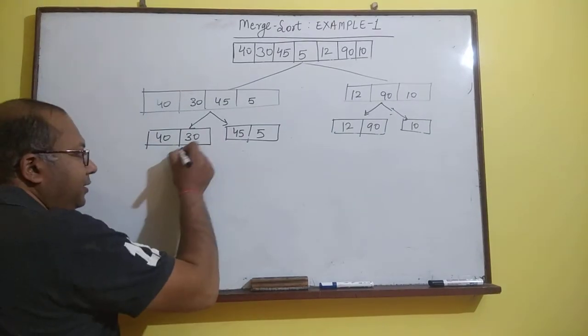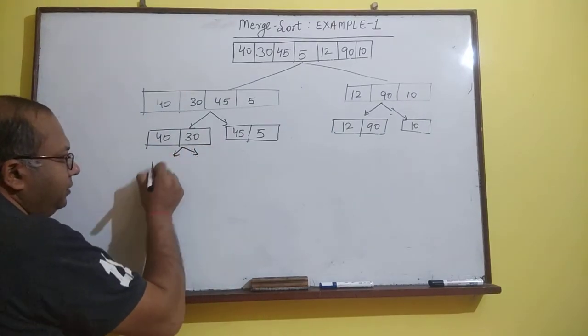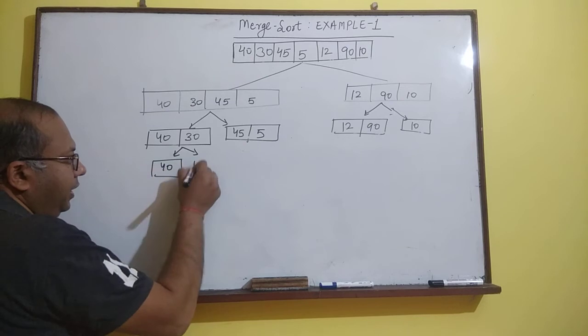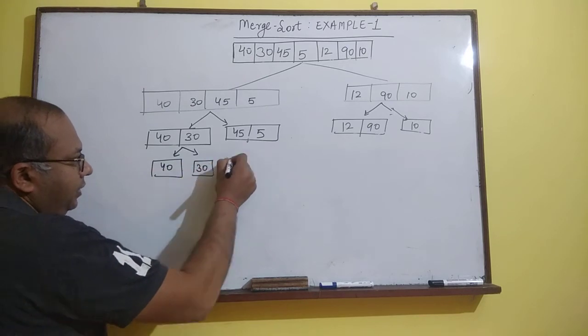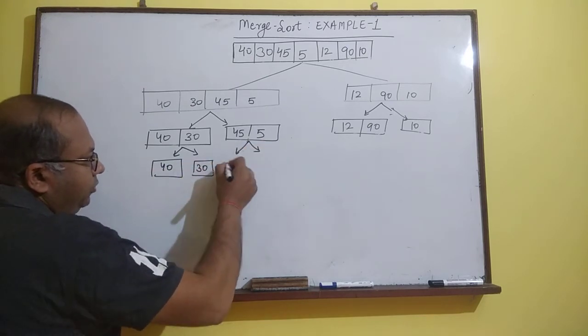So let us divide this array into two parts. It is 40, 30, and this will again be divided into two parts.